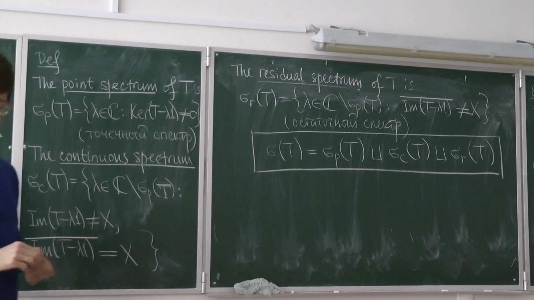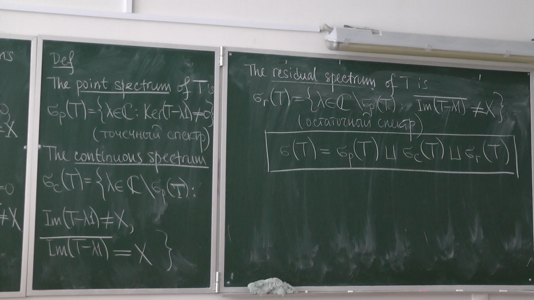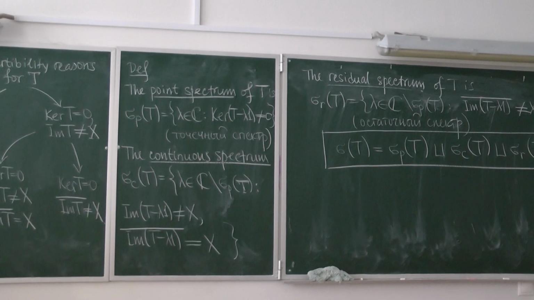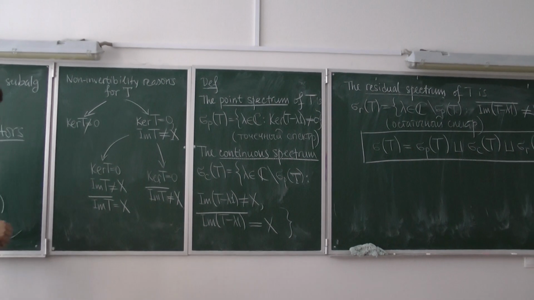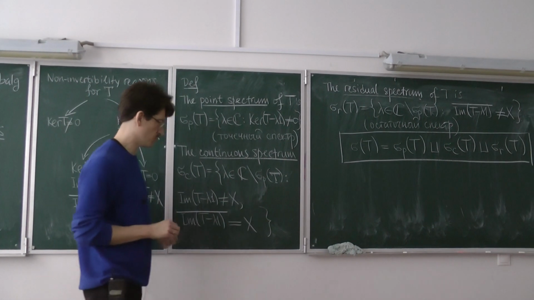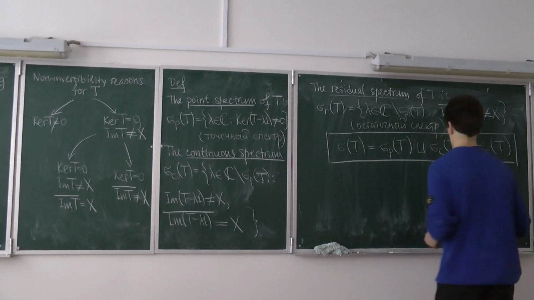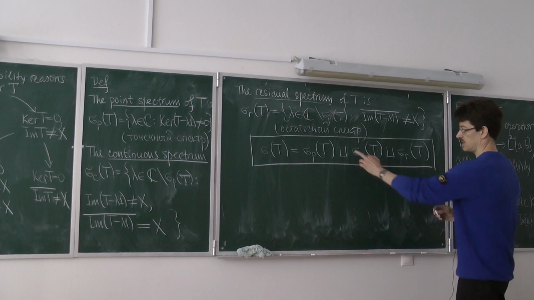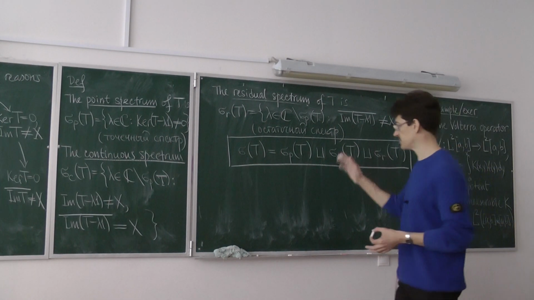By the way, a warning. Some authors of some papers and textbooks sometimes define the continuous spectrum in a slightly different way. So be careful when you read a paper or a book. Look at what the author means by the continuous spectrum. For example, if you take the well-known book by Reed and Simon, Methods of Modern Mathematical Physics, then they adopt a slightly different definition of the continuous spectrum. And if you take their definition, the union is not disjoint. But we take this definition.